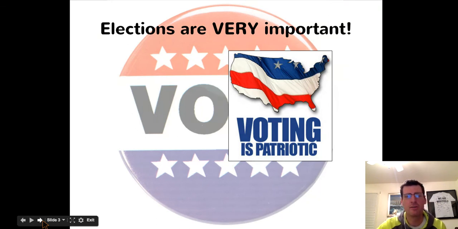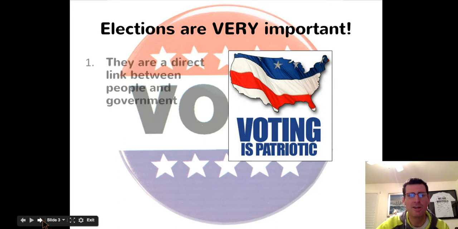Well, let's start off with the basics. Elections are very important. Voting is patriotic. We're told this our whole lives. It's our civic duty to go out and vote. And it's very true, first of all, because they're a direct link between the people and the government. This is a way where we as Americans have the ability to tell our policymakers whether we like what they're doing or not. We also get to tell them what policies we support and what policies we don't support. And that's really, really powerful.